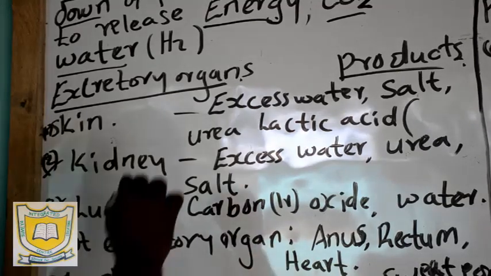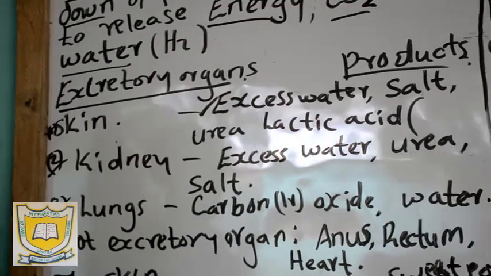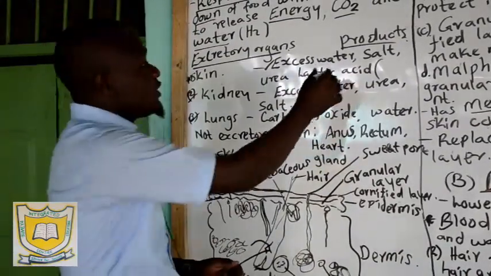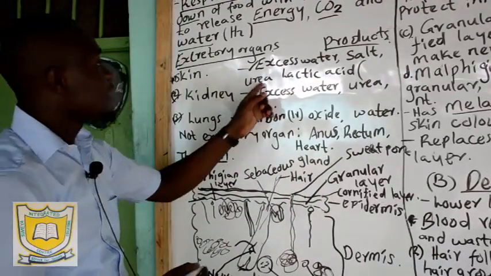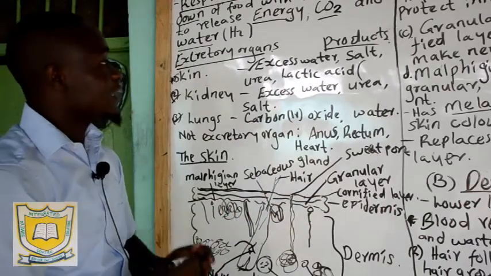Now when we start with the skin, with the skin we have the release of excess water, the release of excess salt, the release of excess urea, and lastly the release of lactic acid.